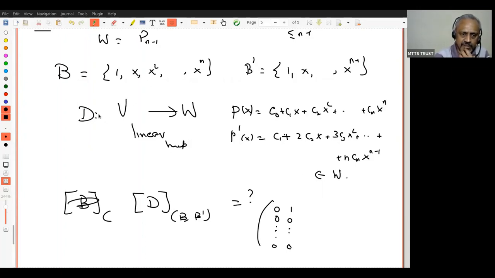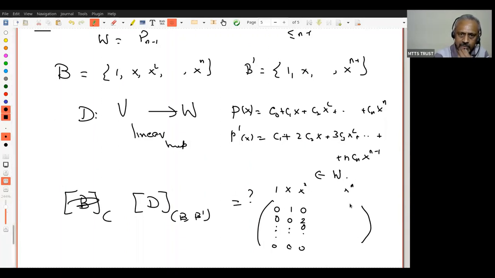Now let's look at the third basis vector x squared. When I apply the linear map D, namely differentiation, what do I get? I get 2x, but I would write 2x as a linear combination of vectors from B dash. The first basis vector is 1 and the second basis vector is x. Therefore, it's 2 times the second basis vector. Therefore, it should be 0, 2, and after that 0, 0, 0. Okay, this is the first. This is where x goes to, this is where x squared goes to.